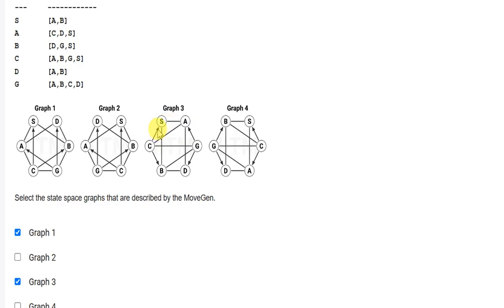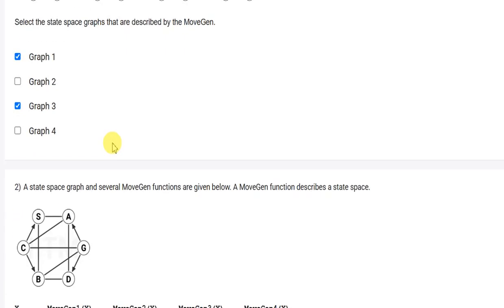For S, it can go to A and B. Then for A, it can go to C, D and S. Then for B, it will go to D, G and S. Then for C, it will go to A, B, G and S, like that.